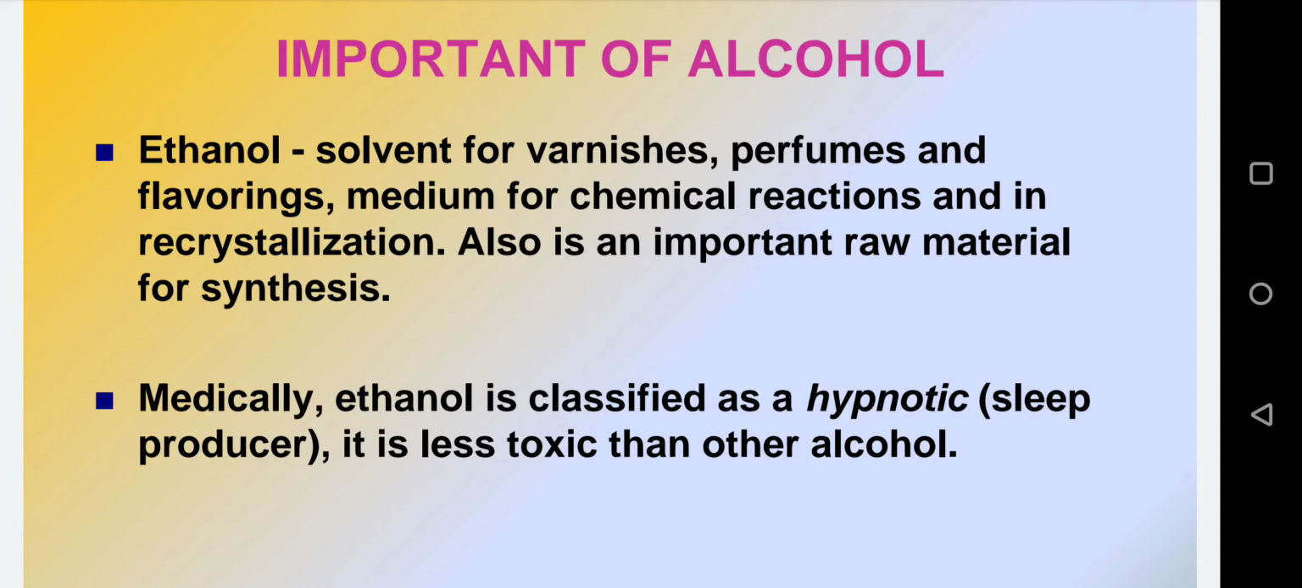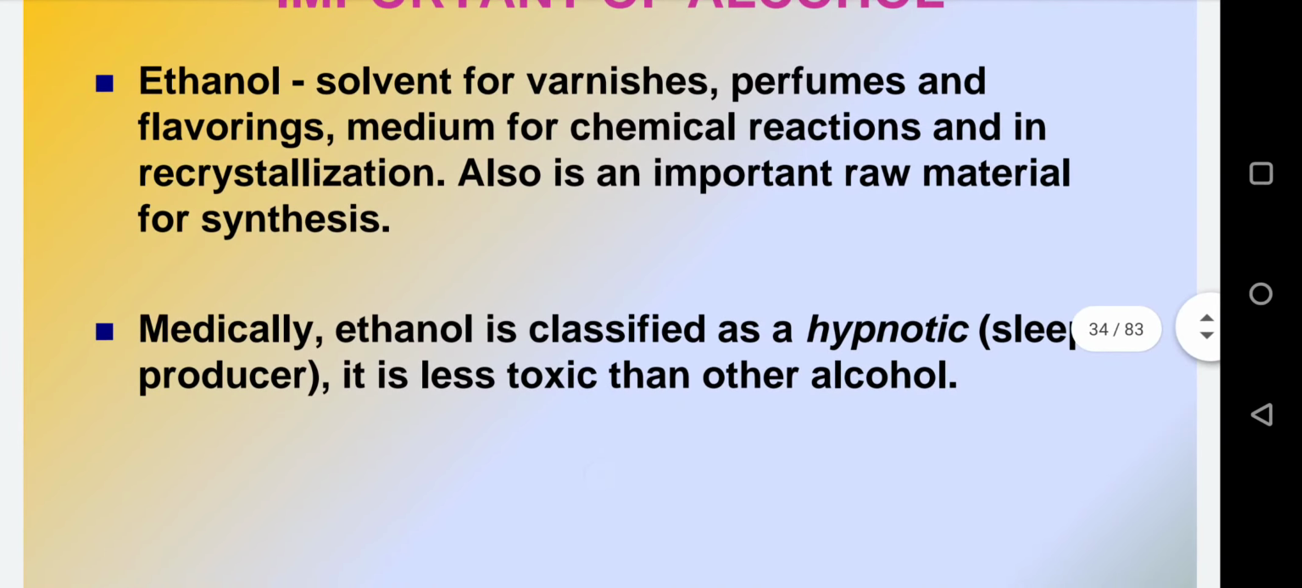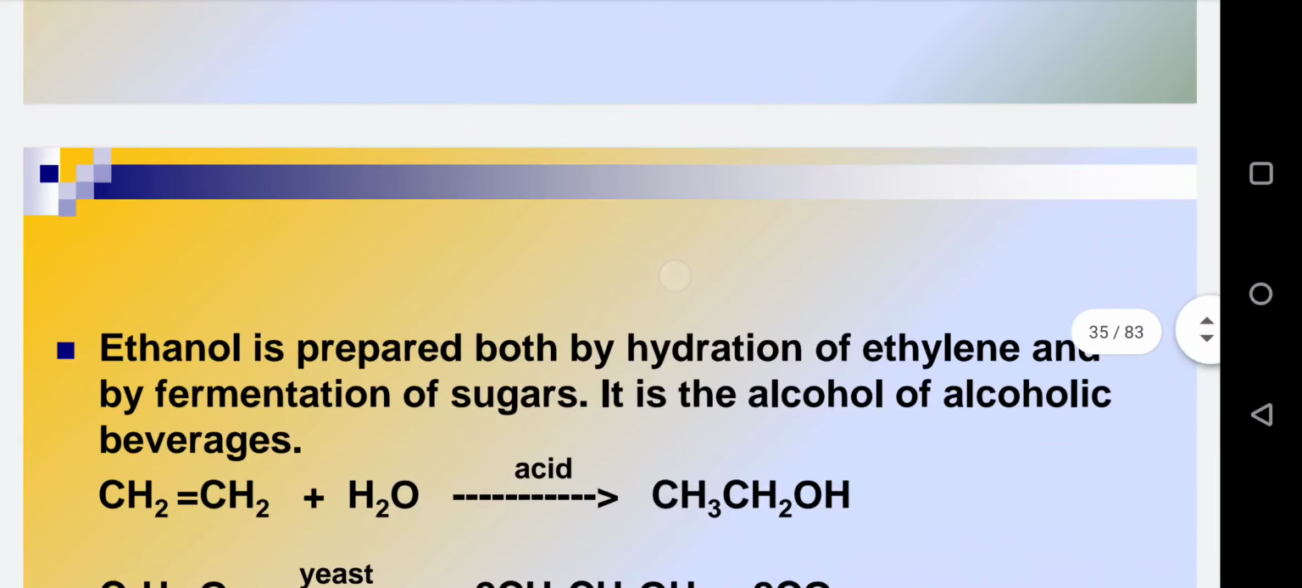Medically, it is classified as a hypnotic. Hypnotics are basically sleep producers, and they are less toxic than other alcohols, especially methanol. Methanol is considered to be a very harmful alcohol for consumption compared to ethanol. Why is it so? Because in the body, methanol gets converted into formaldehyde, which can lead to blindness also, right? So we are not recommended to consume methanol as an alcohol, but we can consume ethanol because of its less toxic nature.